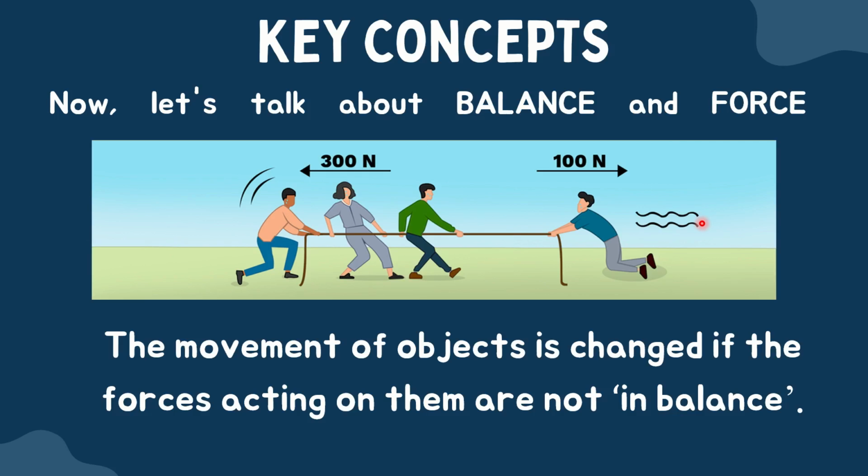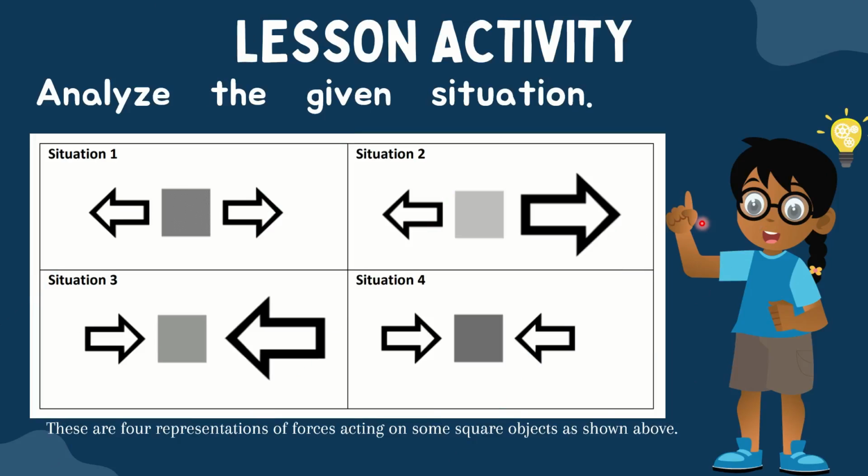Now, let us have our lesson activity. But before that, we have here a given situation that you need to analyze. These are four representations of forces acting on square objects. As you can see, we have here situation number 1. We have here same size and shape of arrow representing balanced forces. We have here situation 2. We have a bigger arrow on the right side, meaning to say this has greater force.